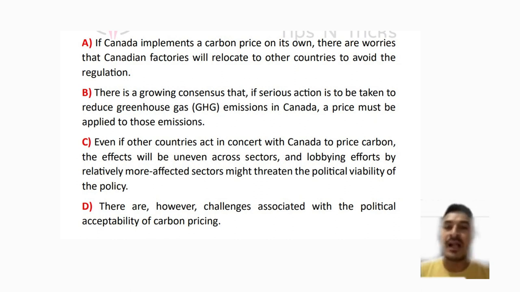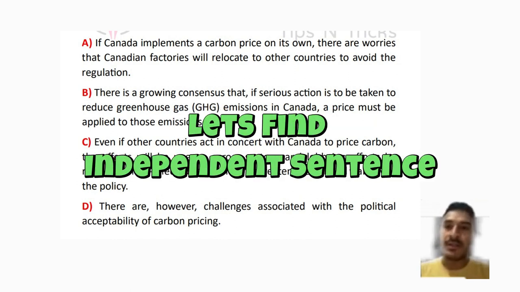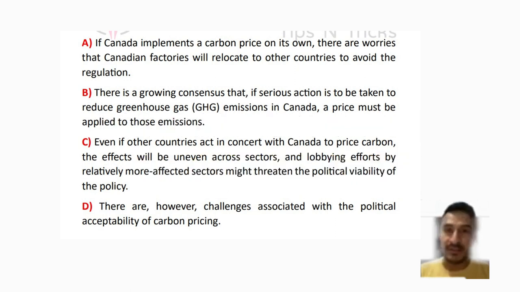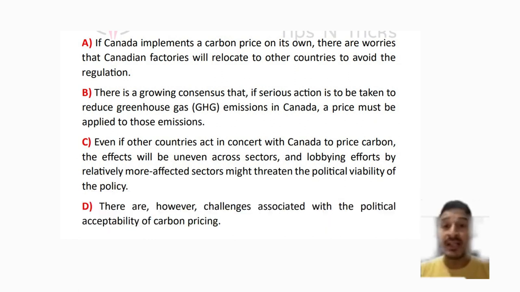So guys, let's start this question. Rule number 1, read all the options. Our first step is to find out an independent sentence. But sometimes you will get correct pairs while finding an independent sentence. Our focus is to solve one reorder paragraph in less than 2 minutes. Time management is the biggest issue in PT reading. Moreover, this section is so hard as well. So maybe you can consume more time.